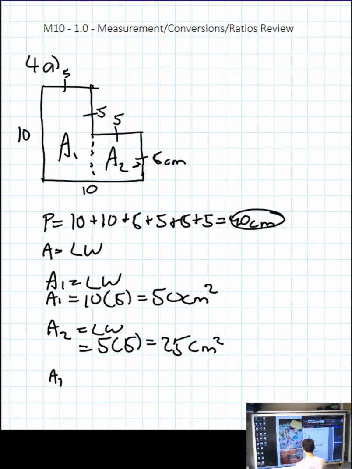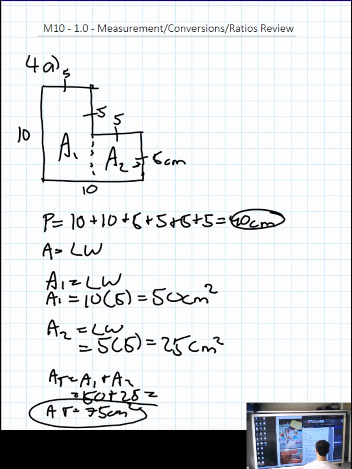So 50 plus 25 equals 75 centimeters squared. Oh, yes, sorry about that. So we're just going to raise the little tad. So that's 50 plus 25 equals 75 centimeters squared. And we can circle our answer. So notice perimeter, the units are just centimeters, and area, the units are centimeters squared.